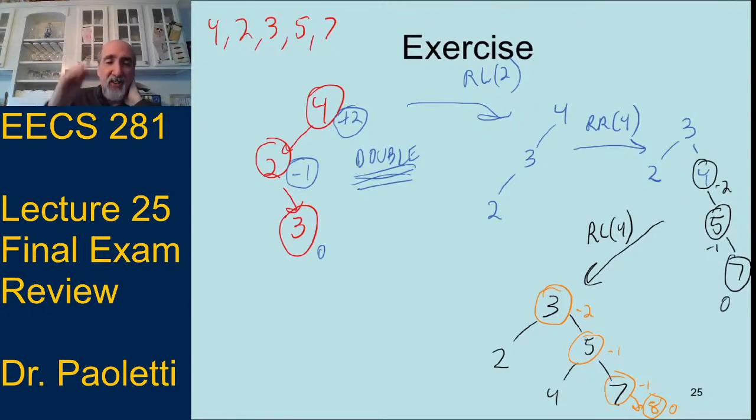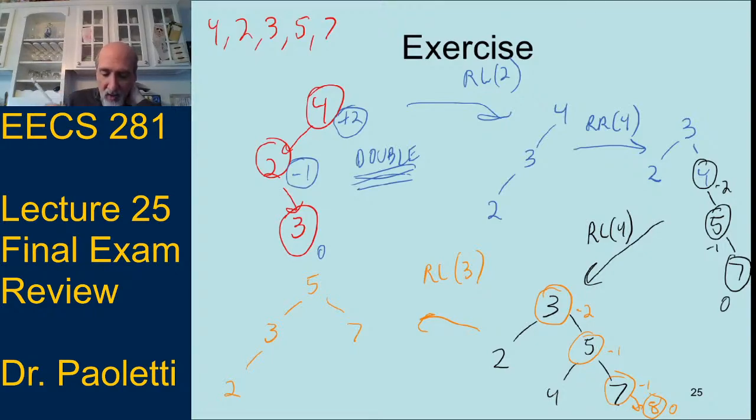Because it's a negative, we look to the right of it. Right of it, I see a negative 1, so I know I just need a single rotation. I've got to rotate left at 3. So 5 moves up, 3 moves down to become its child, 2 moves along with 3, 7 moves along with 5, and then 4 has to get displaced.